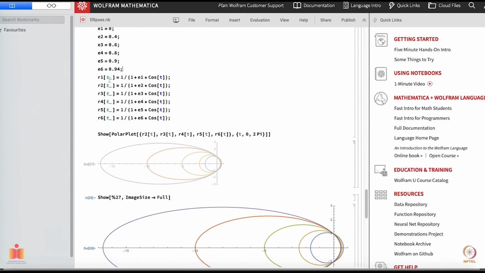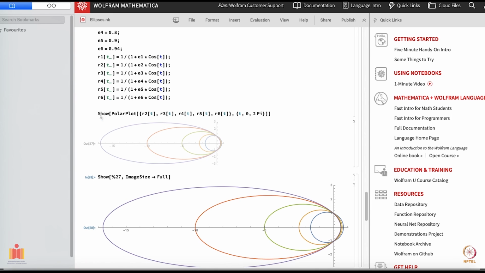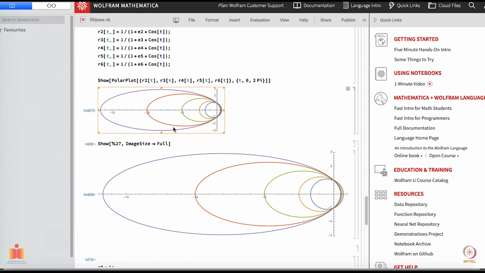So let's see. And here I am just plotting r. I am defining r1 to be 1 over 1 plus epsilon cos t. Okay, and these different values of E1, E2, E3 and E6, they will control the eccentricity of the ellipses. Now I'm trying to do a polar plot of several of these. So I have R2, R3, R4, R6. They all have to be included within a curly bracket here, and I'm plotting from 0 to 2 pi, and I should put a Show here so that it can show all of them together. And this is what you get.